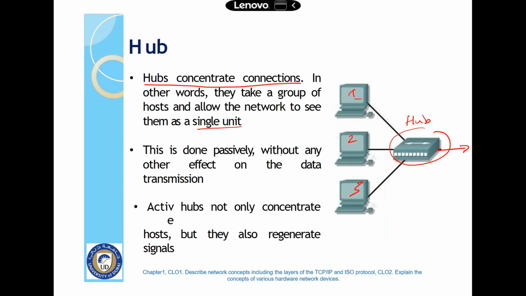Now, this is done passively without any other effect on the data transmission. What it does is that these signals will not interfere with each other. There is no coding or technology there. One example, something we will cover later, is called time division multiplexing, where each device or end user has a time slot within which it can send a signal. So the pack will be something like this.